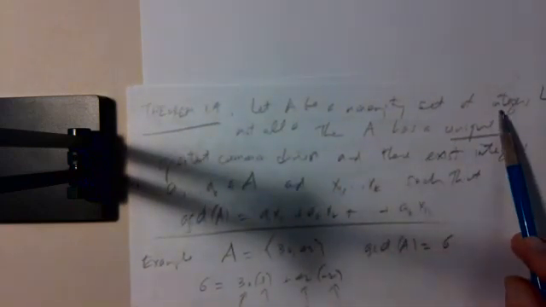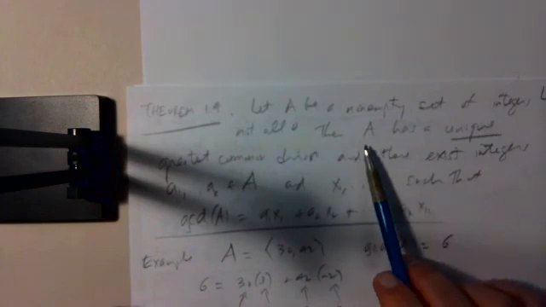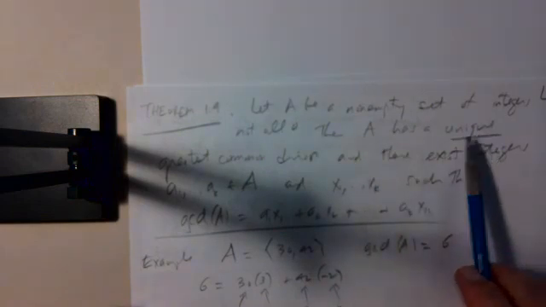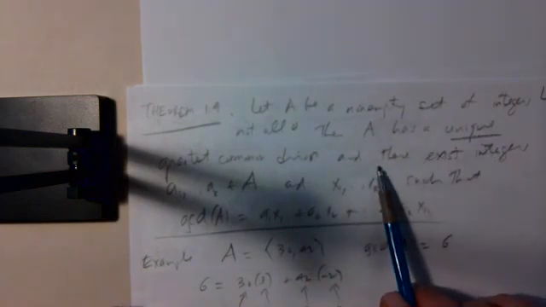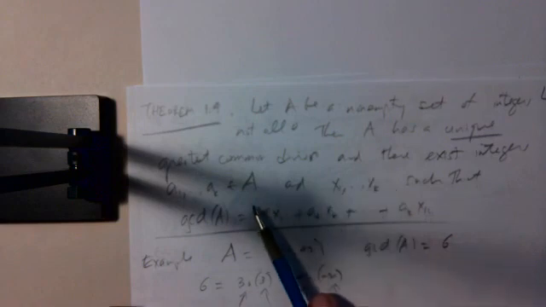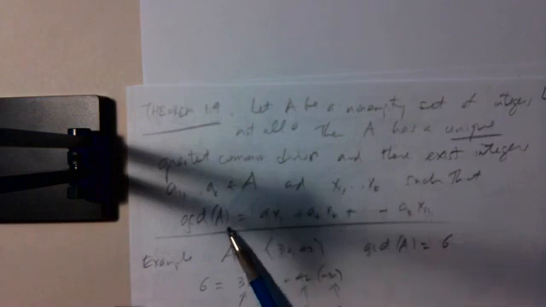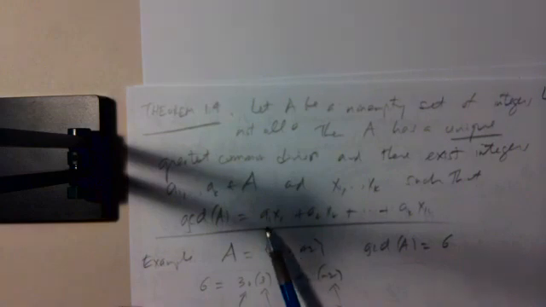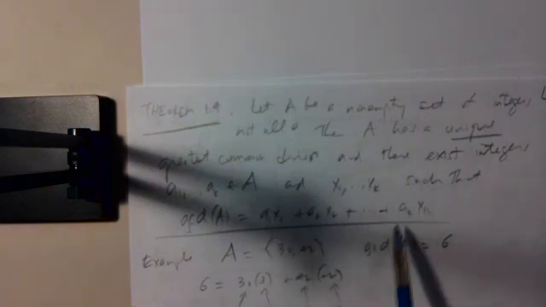Let me go through this proof again, because here's the statement of the theorem. A is a non-empty set of integers, not all 0. Show that A has a unique greatest common divisor, and there exist integers so that that greatest common divisor is this integral linear combination of elements of A.